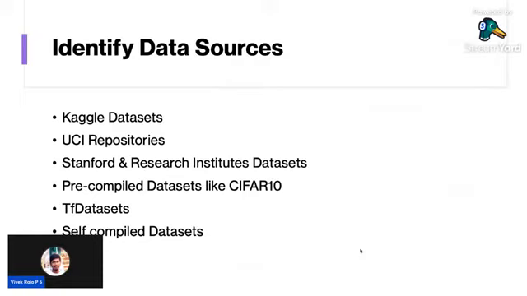So the first is identifying the data sources. If you're going to solve an image processing problem, first you need to collect the data because you can't work without any data for any machine learning problem. The common sources where you can find the data sets are Kaggle, UCI. You can also find research institute data sets like Stanford. There are a lot of pre-compiled datasets, for example CIFAR 10 and so on. And even TensorFlow provides a lot of datasets in the form of TF datasets. And if you're trying to solve a peculiar problem, you can collect your own dataset by capturing images, which is a self-compiled dataset.